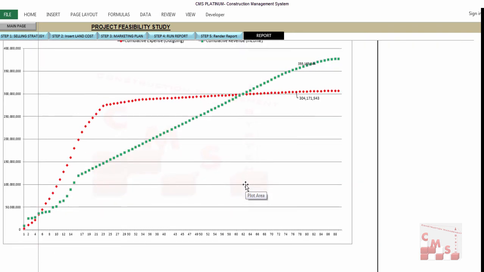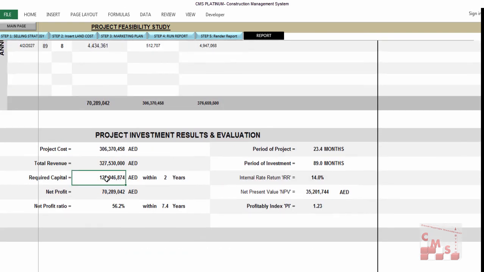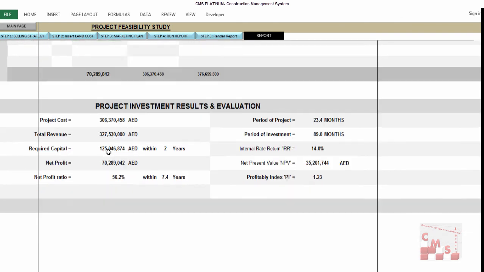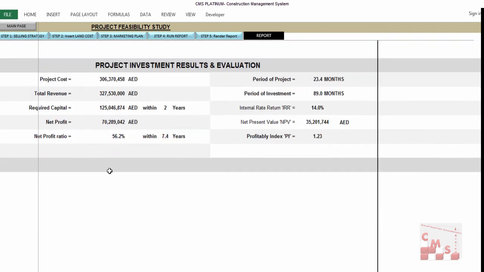CMS gave you a graph between the cumulative expenses and the cumulative revenue. All this gap in the center must be covered by the employer. How much is this? This is the required capital, 120 million within 2 years. How will it be paid? First year almost 63 million, second year almost 61 million, the next years it will be only revenue. Next years the cash flow is positive, first 2 years the cash flow is negative.